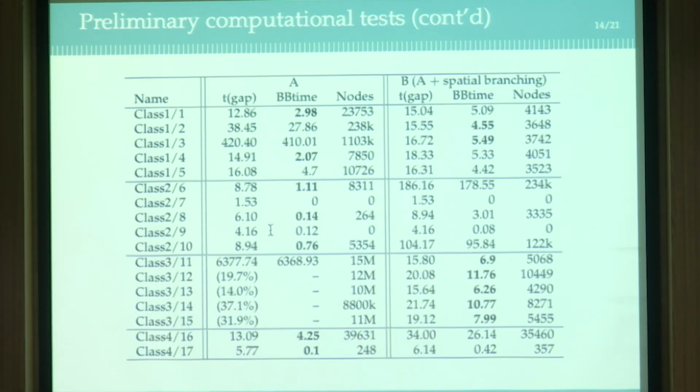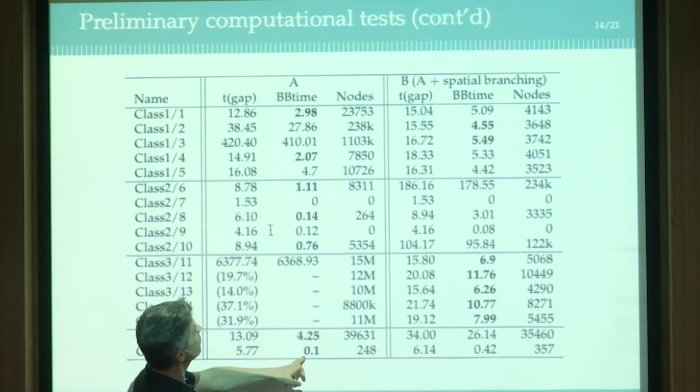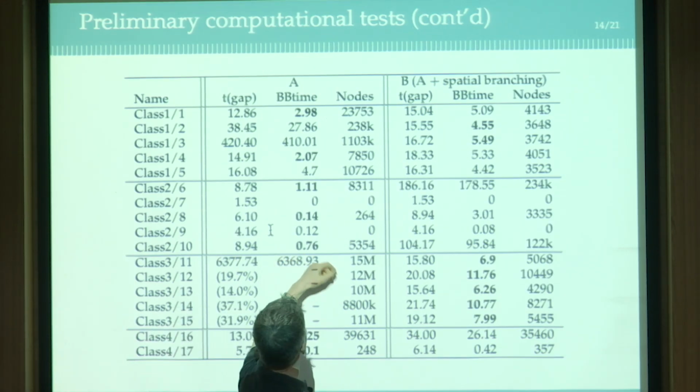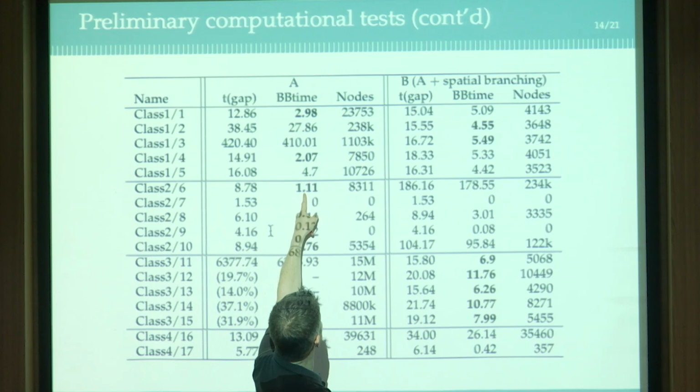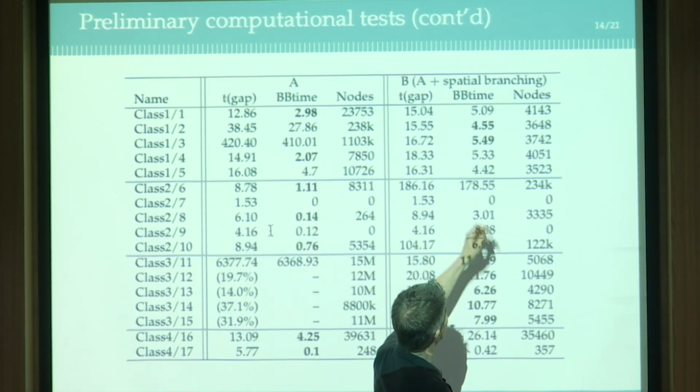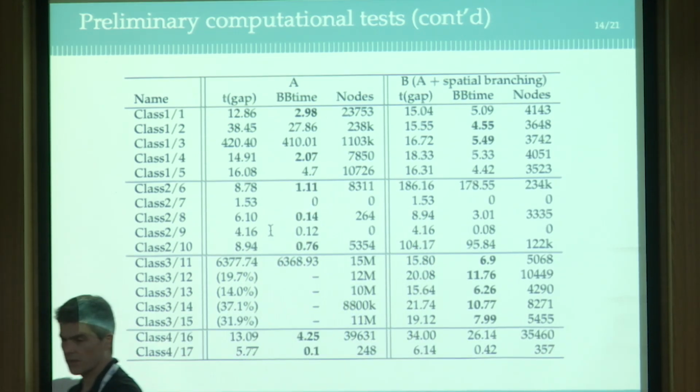In some other classes instead, and I can tell you later if there's time why I think that's the reason, it is actually the classical approach that works best, although not by a lot. Probably the worst is here, where the classic approach is 1 second and the spatial branching is 178 seconds, only in branch and bound time.